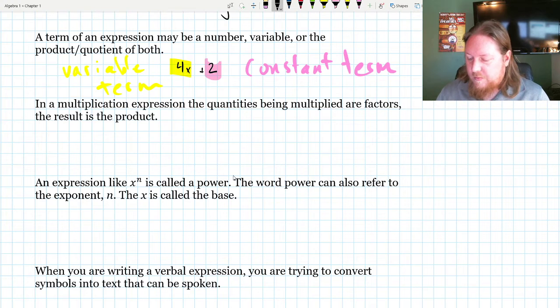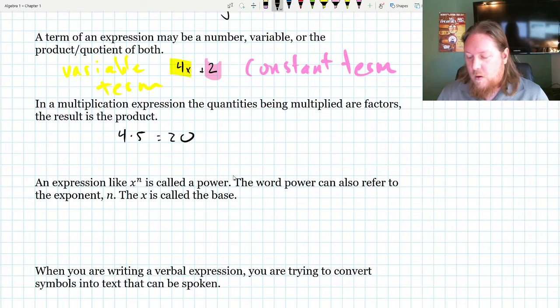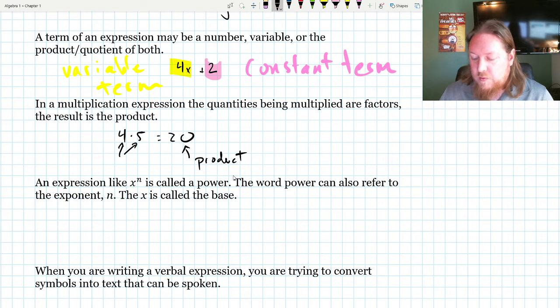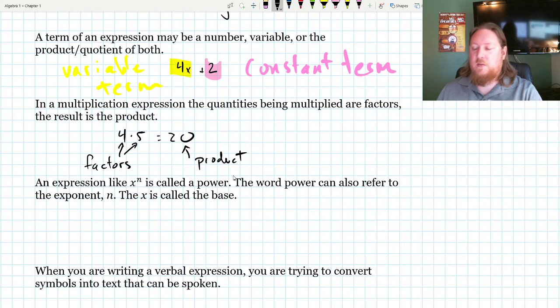For example, you probably know what you get when you multiply 4 times 5. You get 20, right? Now, the important part here is that you know that 20 is the product or the result of that multiplication. And 4 and 5, those are the factors. The two things you multiplied to get that product. Now, factors can also be something like 4x. 4 is a factor, and x is a factor.